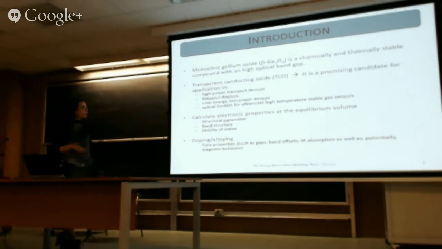We start with calculation of electronic properties like structural parameters, band structure, and density of states of gallium oxide. And in the end, we dope this compound to tune the band gap for possible application in power devices.